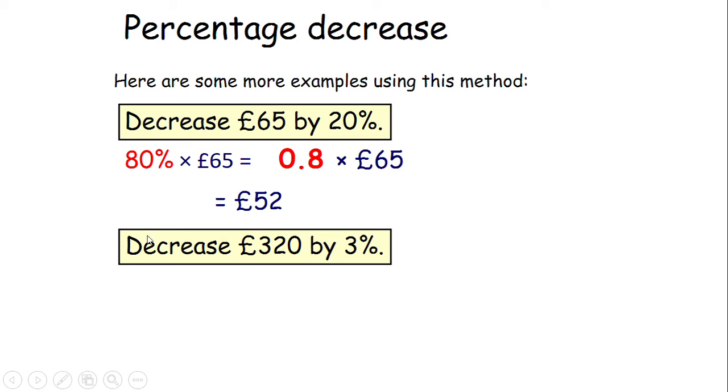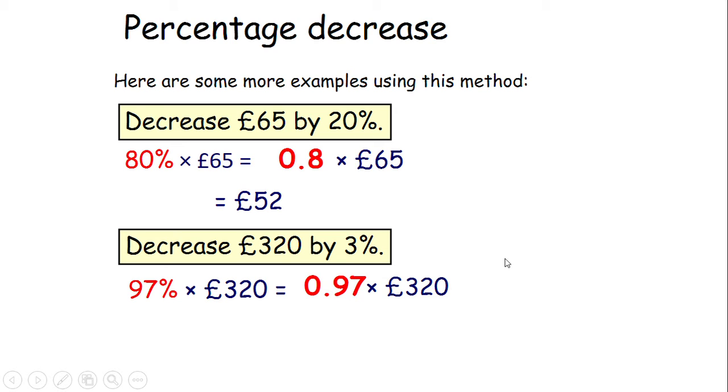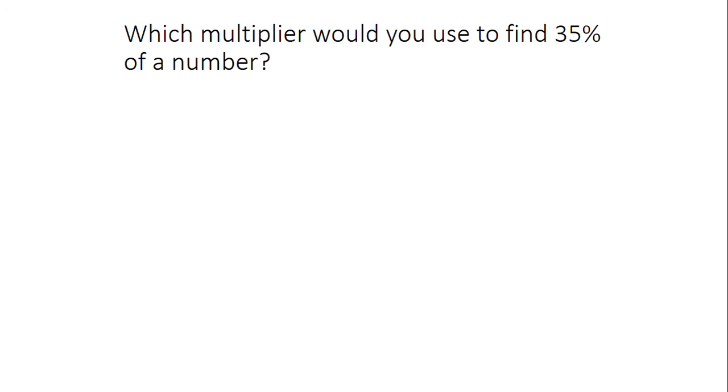Okay, now we're taking this amount here, knocking 3% off. So we're taking 100% of this full amount and then knocking 3% off to decrease it by 3%. So 100% take away 3% is 97% times 320, which is the same as 0.97 times 320, which gives us that. Okay, now this is the point where we're going to review some multipliers.